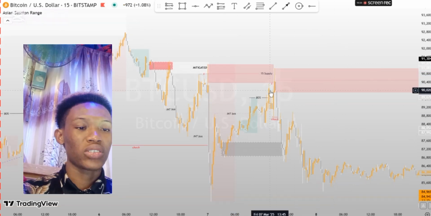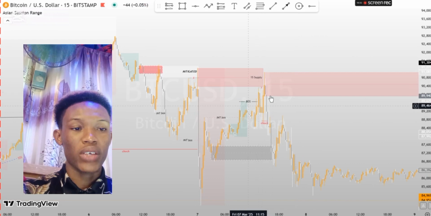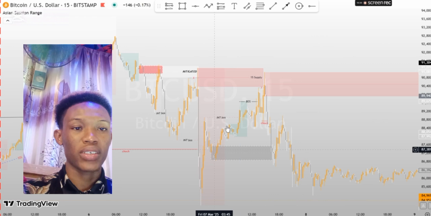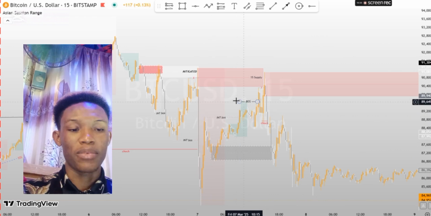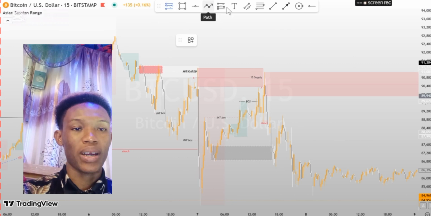So what I was expecting on Friday, you can see it was on Friday, London open. As soon as London opened, London mitigated my point of interest, and I already had my next demand zone. You can see that I have a break of structure, a break of structure. So I was targeting the next demand zone, which was down here.